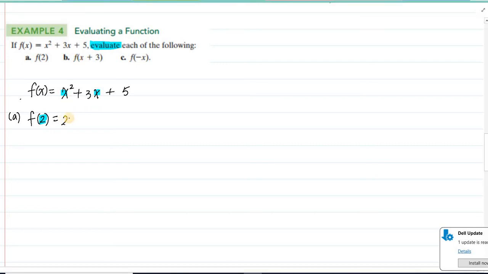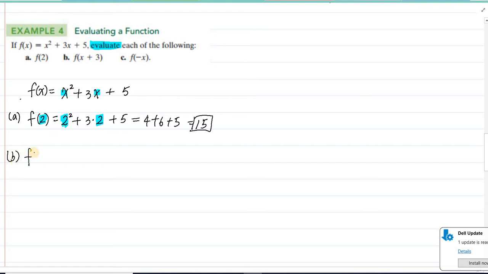Which means we're going to have 2 squared plus 3 times 2 and then plus 5. Okay? Let me just highlight this for you. Any x I see, I'm going to replace with 2. So then the rest is just simplifying. It's going to be 4 plus 6 plus 5, which will give you 15. Then let's look at part B.